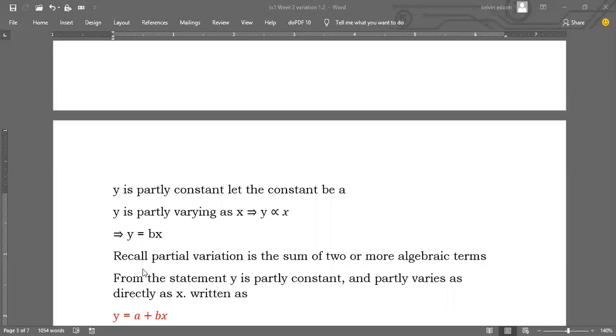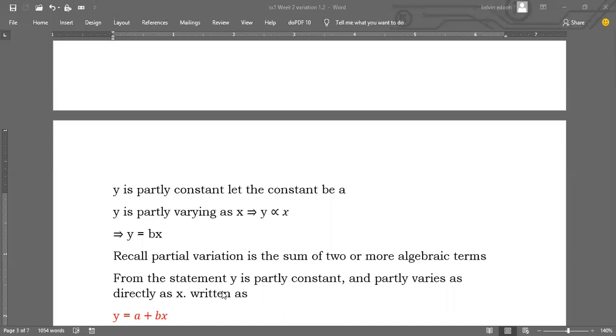So what you're going to do now, look at it. I say recall, partial variation is the sum of two or more algebraic terms. So from the statement we are told that y is partly constant and we express it to be A. And then partly varies directly as x. So you have the first statement that y is partly constant. We say let the constant be A.